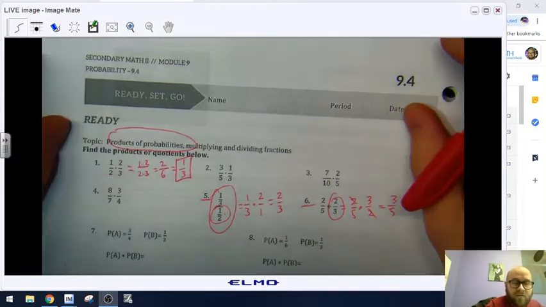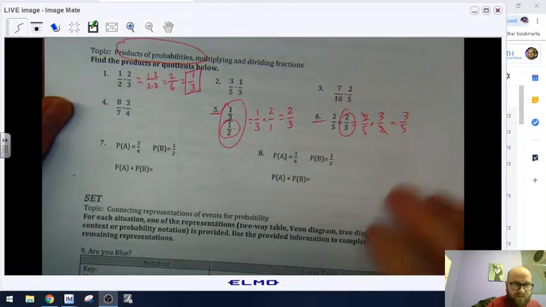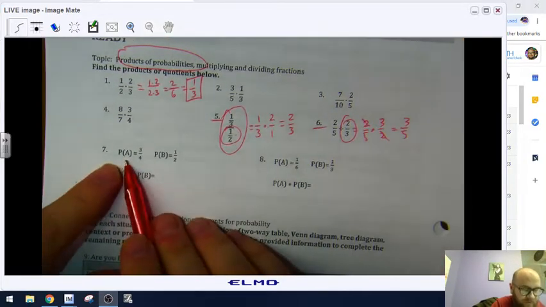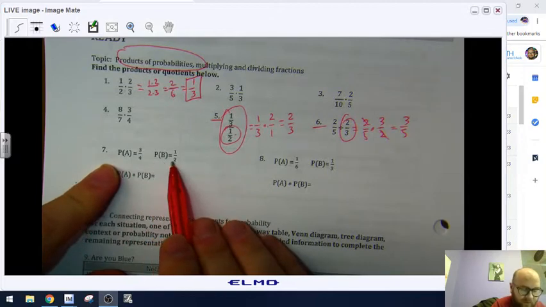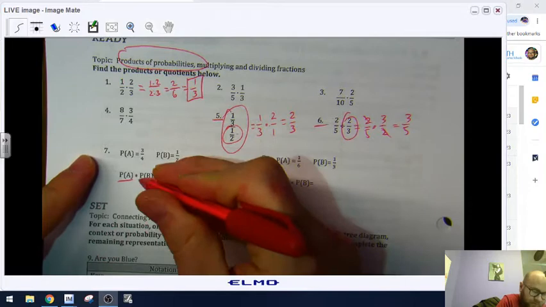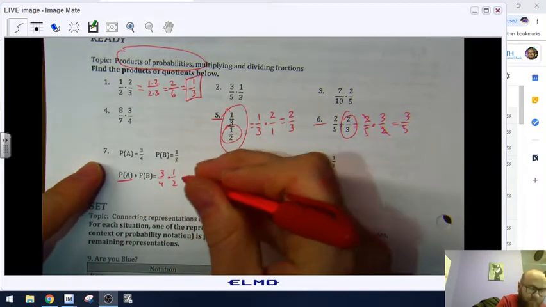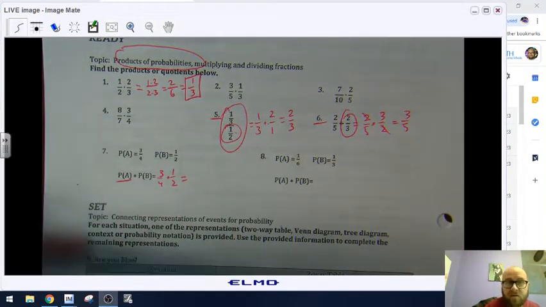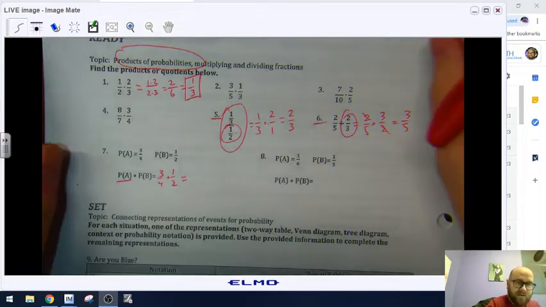Okay. For 7 and 8 here, we'll be doing the exact same thing. We see that the probability of A is 3/4 and the probability of B is 1/2. So probability of A is 3/4 times the probability of B, which is 1/2. And then we just multiply straight across like we've been doing for all the other ones in this section. Let's go ahead and move on to the next piece, the set piece.